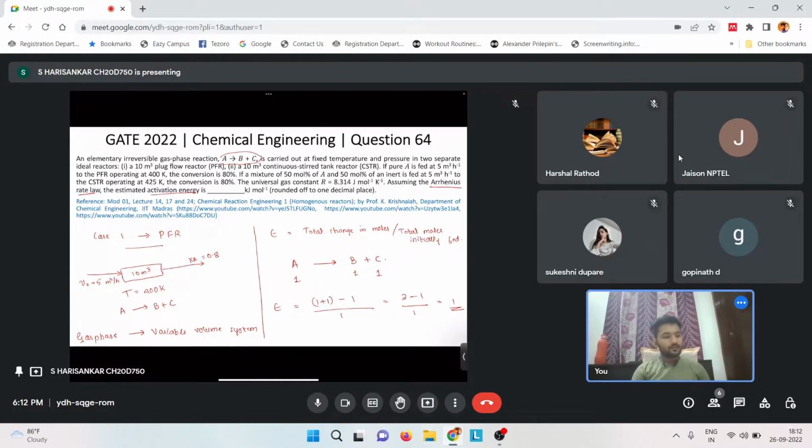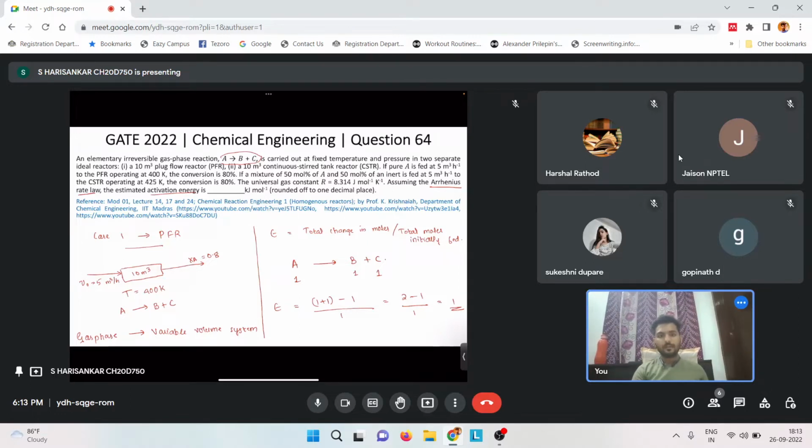The differences between these two reactors is one, the operating temperature. In PFR it is 400 Kelvin, in CSTR it's 425 Kelvin. And the other difference is that in PFR they have fed the reactor with a pure stream of the reactant A. But in the case of CSTR, they have added 50 mole percent of an inert substance with the reactant A. So with these two differences, they want us to calculate the estimated activation energy for this reaction to occur.